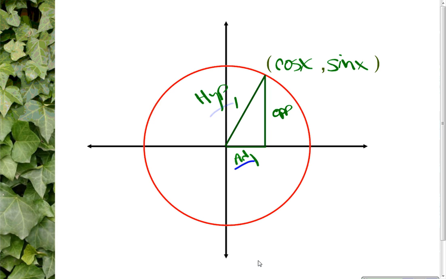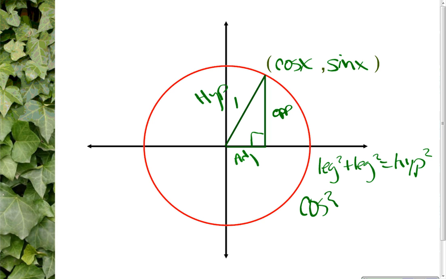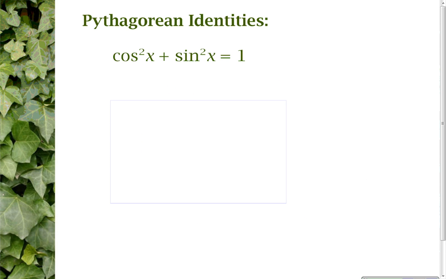Now remember, how are the sides of a right triangle put together? Well, remember, we've got legs squared plus legs squared is equal to hypotenuse squared. That's the Pythagorean theorem. Our legs, however, now are cosine and sine. My hypotenuse is 1. And that's called the Pythagorean identity. And that is written right here. Ta-da! So cosine squared plus sine squared is equal to 1 for the reason why we just went through.